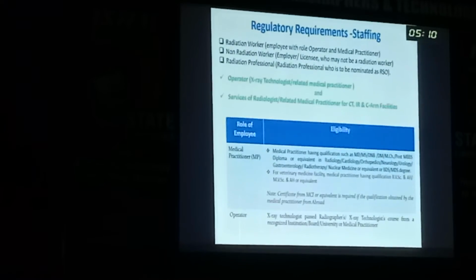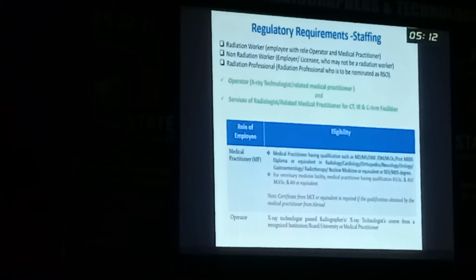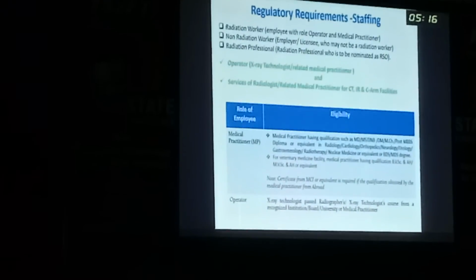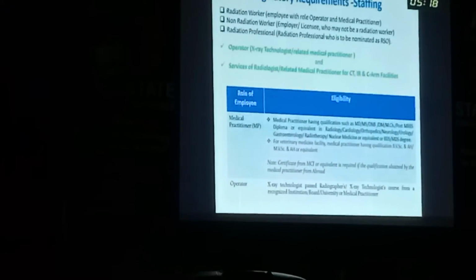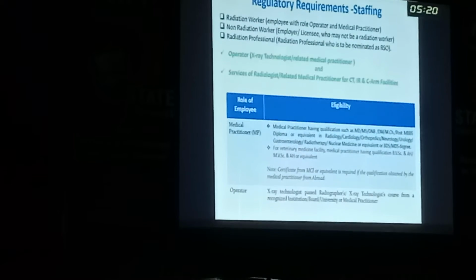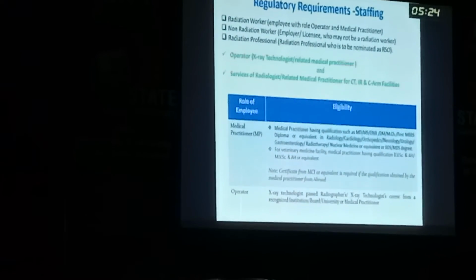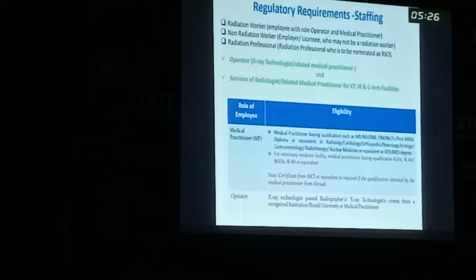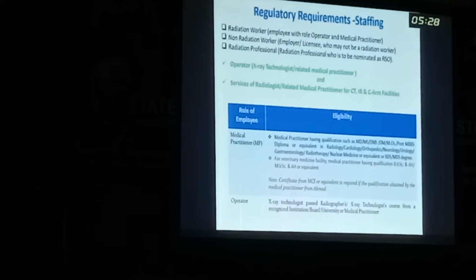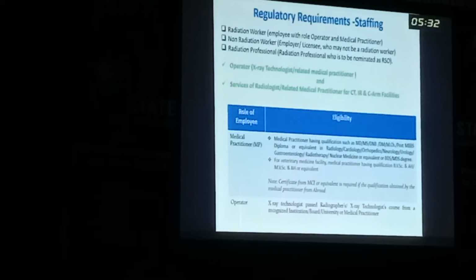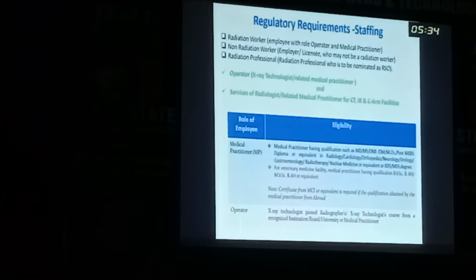So if we see what the regulatory requirements for staffing are, there are 3 kinds of workers talked about in eLORA. One is radiation workers, primarily the role of operator and medical practitioner. Then non-radiation workers, employer or licensee who may not be radiation workers but want to declare themselves. Then radiation professionals, basically the RSO, that is the Radiological Safety Officer.